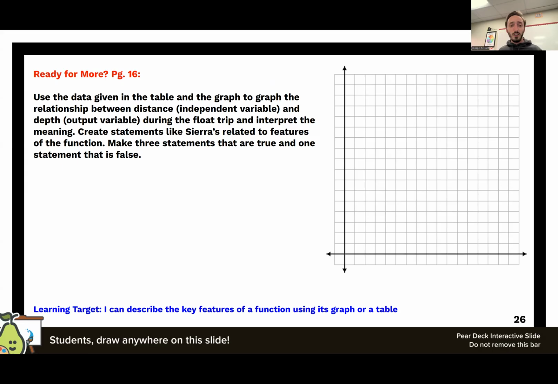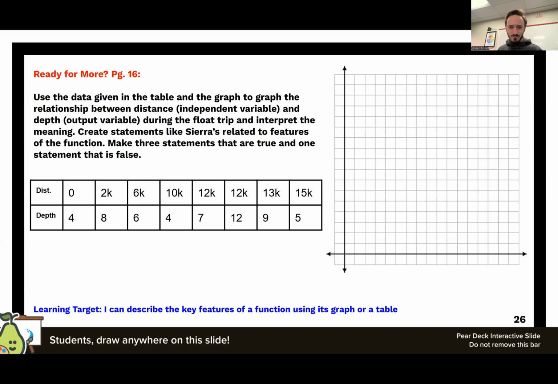What they want us to do here is take the data given in the table and the graph as we started our notes to create a third graph where we're going to track distance versus depth. And what's weird here is we're going to need to figure out what the depth is at one moment of time and correspond it to a distance at that same moment in time. There's no time that's being used in this case. So they're saying that the distance is going to run on the x-axis, the independent variable, and they want the depth to run on the y-axis to be the dependent variable.